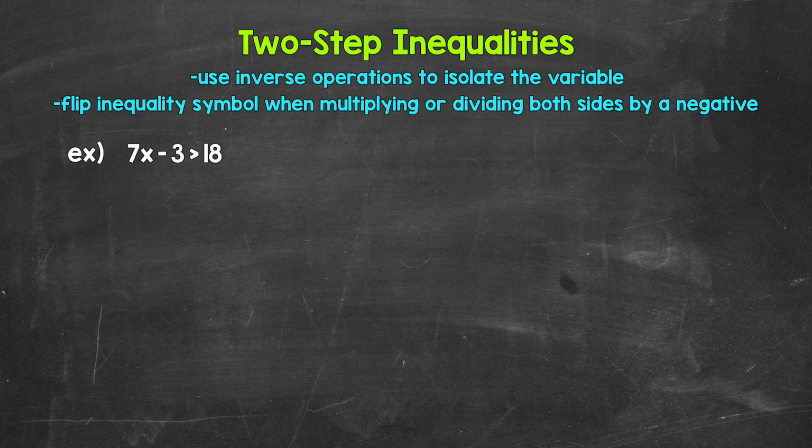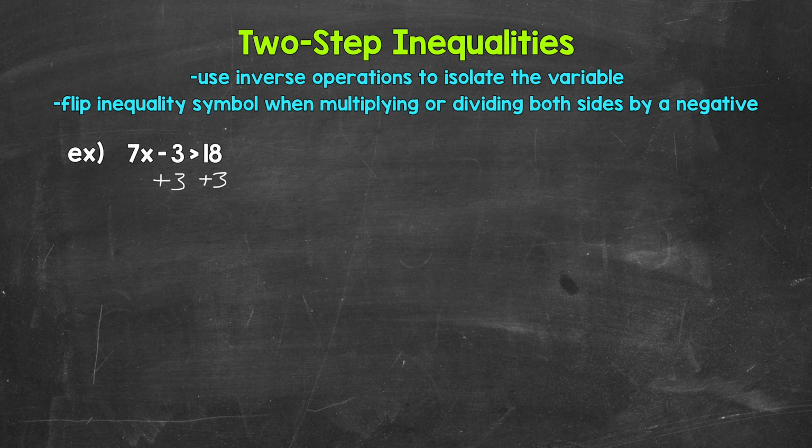Let's jump into our example where we have 7x minus 3 is greater than 18. Now here, just like with a two-step equation, we want to undo the subtraction first. We go in the reverse order of operations to undo the operations and isolate the variable. So we need to undo the subtraction first and then the multiplication here. The inverse operation of subtraction is addition, so add 3 to the left side of the inequality. Whatever we do to one side of an inequality, we must do to the other in order to keep it balanced. So add 3 to the right side as well.